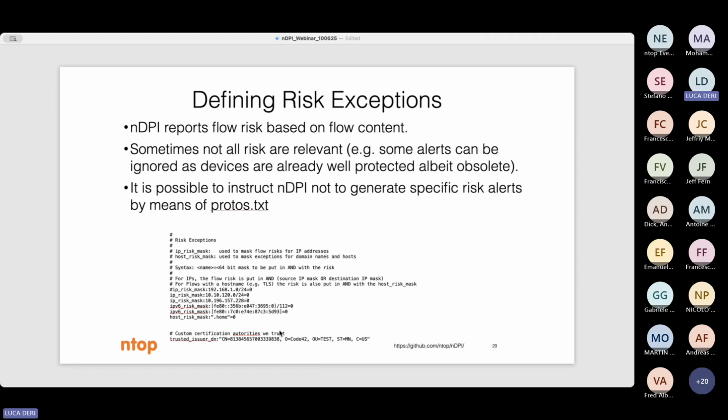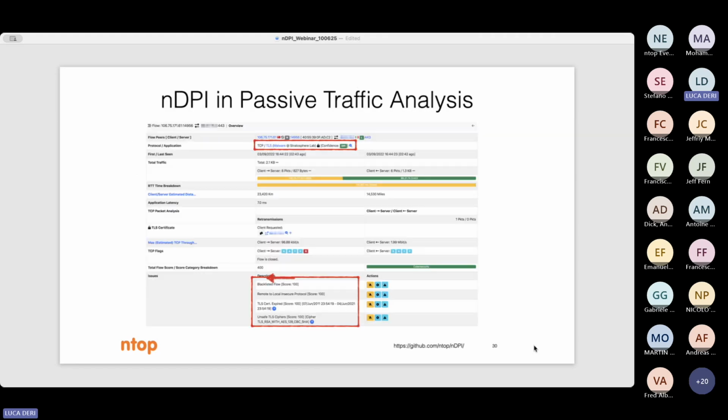Inside the same file, you can specify something called risk mask that masks a certain risk for a certain IP or a certain set of hosts. You can say mask everything, so put it equal to 0. 0 is the mask, so it means hide all the risks. So this device is safe. You can also specify some certificates that, even though they are not trusted by everybody, for us are acceptable, for instance the certificate that we have on our network. Putting this in the protos.txt file allows you to stop nDPI from generating those alerts.